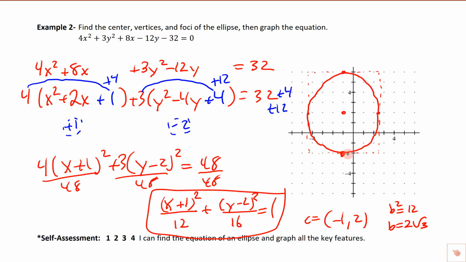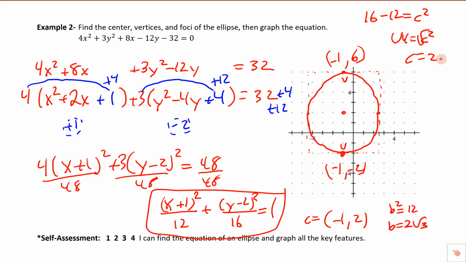Okay, so I've got vertices right here, so this would be negative 1 comma negative 2. I've got a vertex up here, and this would be at negative 1 comma, let's see, I added 4, so that would be 6. And then I need some foci, and in order to find the foci, I'm going to do the big one minus the little one. So that's going to be 16 minus 12 equals c squared. So that's 4 equals c squared, so that means c equals 2, which is nice because we have that trade-off there. So I'm going to go 2 up here and 2 down here. So this focus and this focus, let's see, negative 1 comma 4 and negative 1 comma 0.